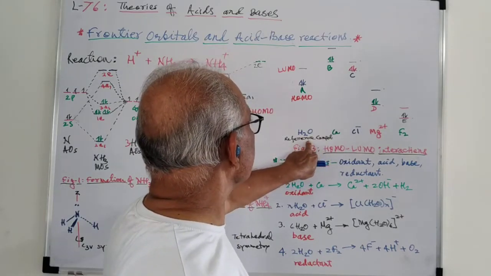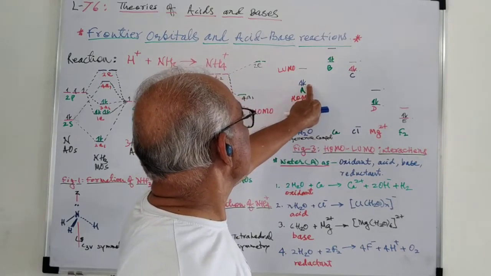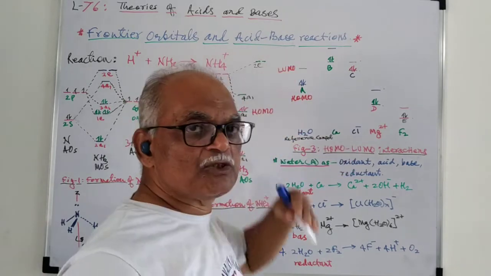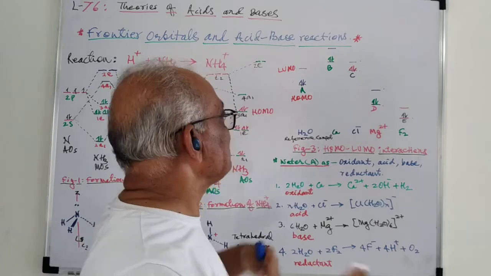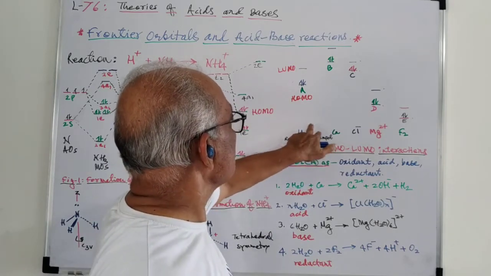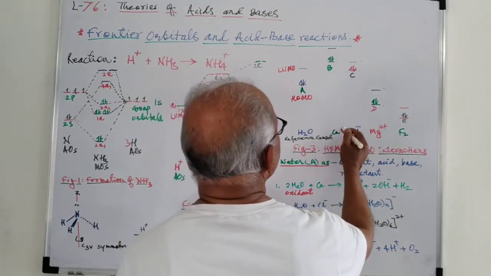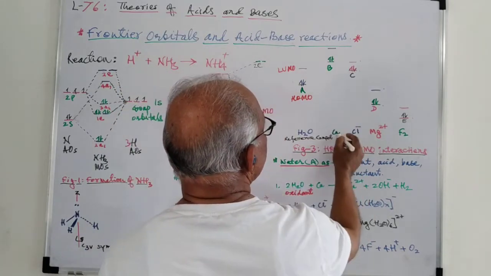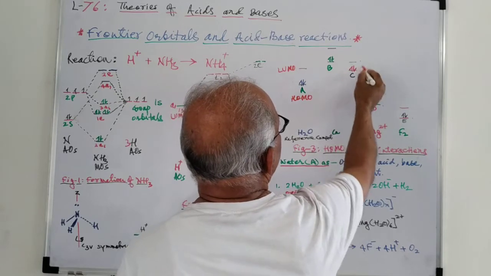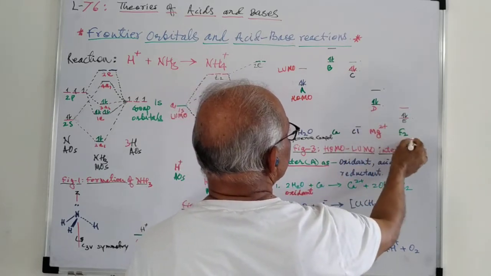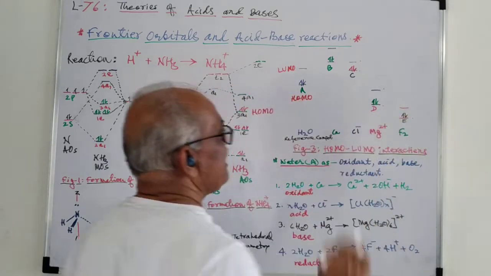So if we take this water, it has this HOMO occupying an electron pair. This is the LUMO, and you should consider the comparable energy difference between water and other species when we carry out the reaction. So these are the HOMO and LUMO for calcium. These are the HOMO and LUMO for Cl minus. These are the HOMO and LUMO for Mg2 plus, and these are the HOMO and LUMO for F2.